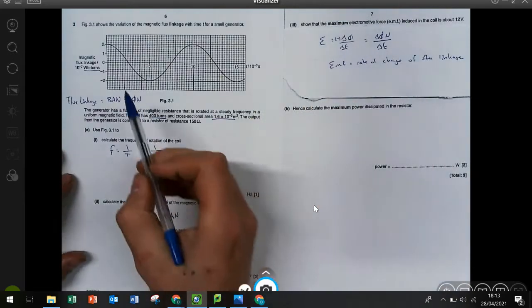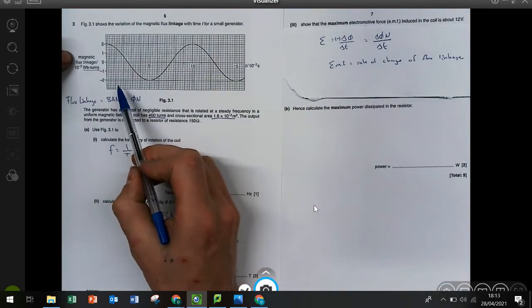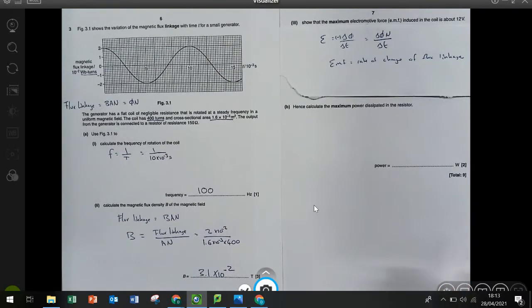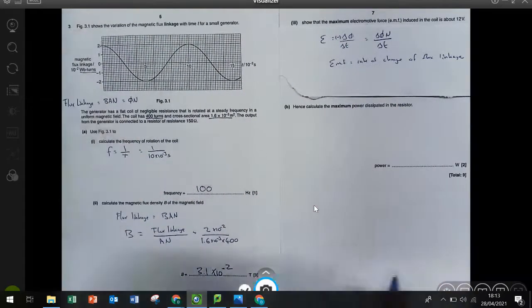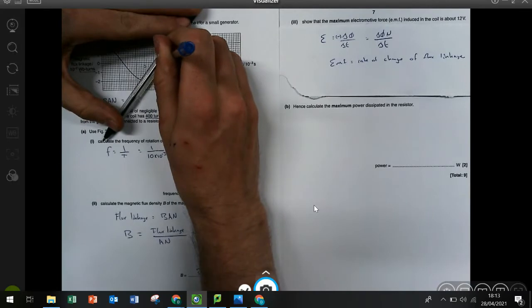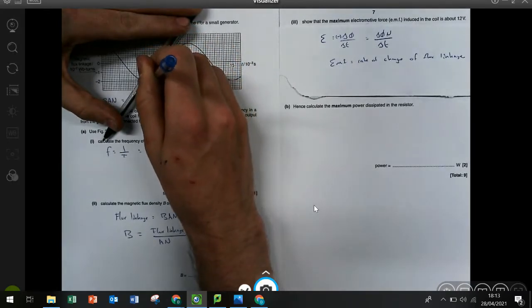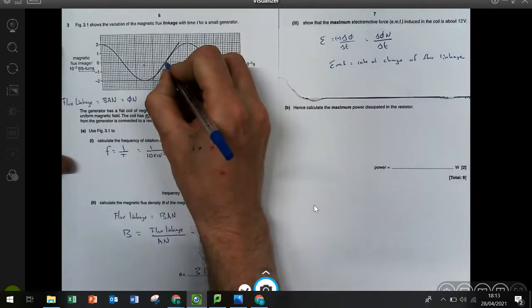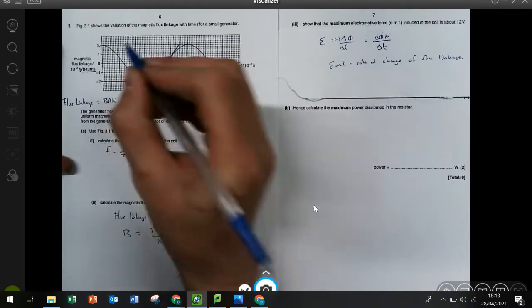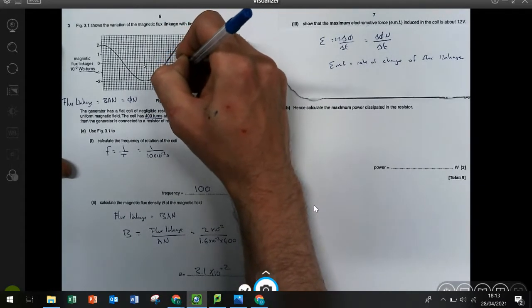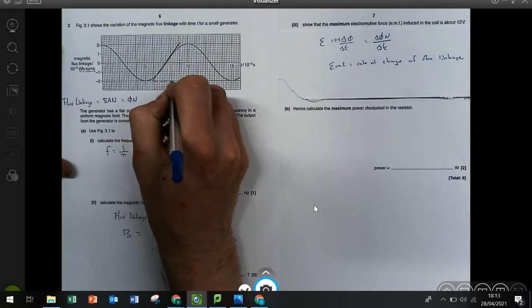And what have we been given here? We've been given a graph of flux linkage against time. So we need to know the rate of change, which is the gradient, and we need to know the maximum EMF. So that's going to be the maximum gradient. So we need to pick a point on the graph where the gradient is a maximum. I've picked this point here. You could also pick this point here or this point here. And then you need to find the gradient of this graph.